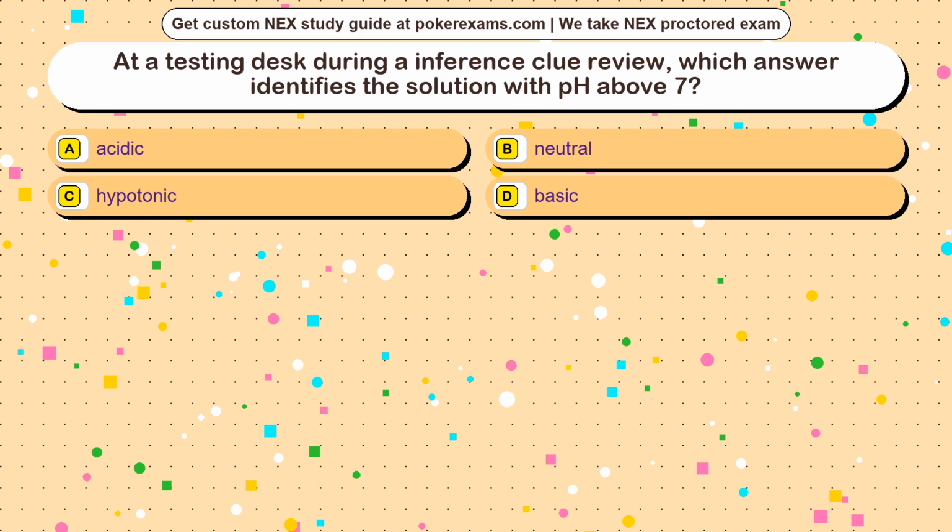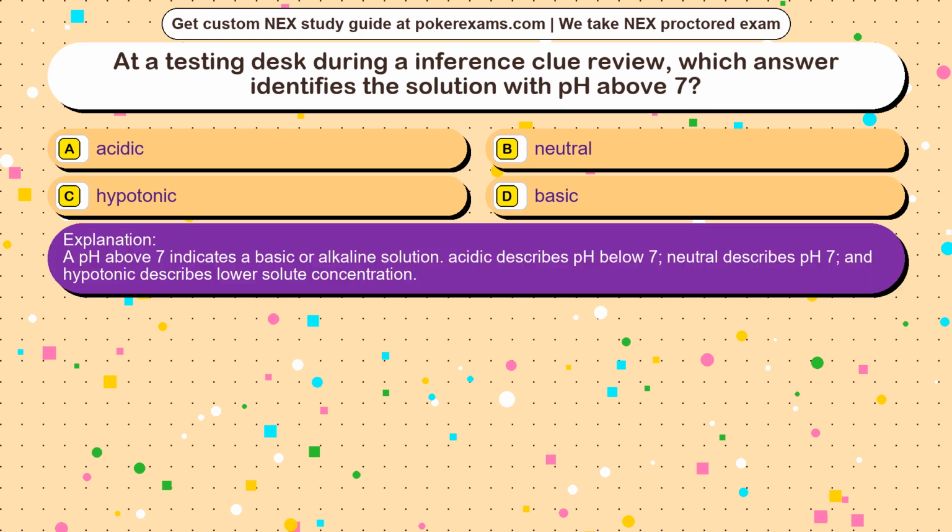The correct answer is option. A pH above 7 indicates a basic or alkaline solution. Acidic describes pH below 7, neutral describes pH 7, and hypotonic describes lower solute concentration.